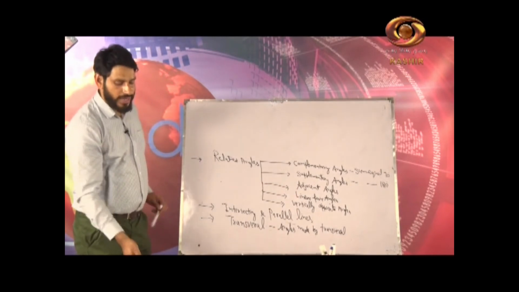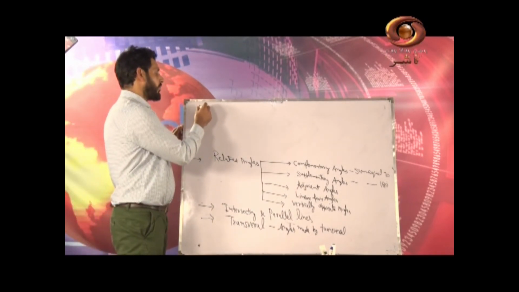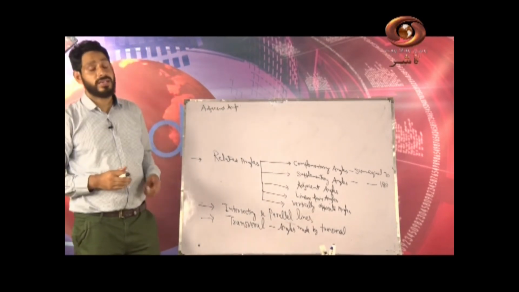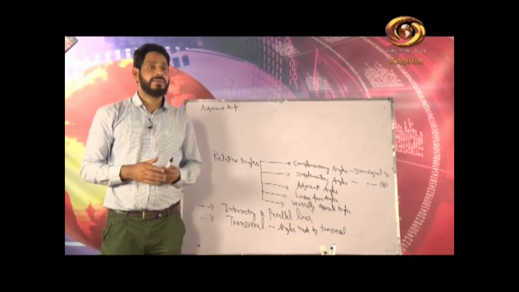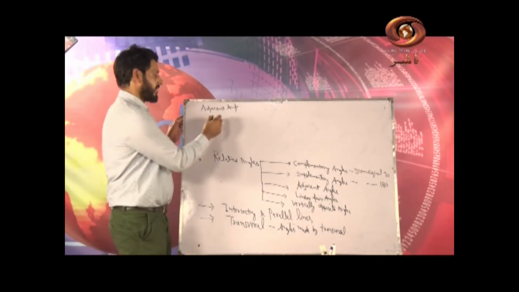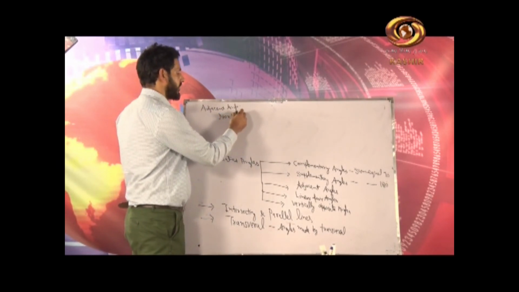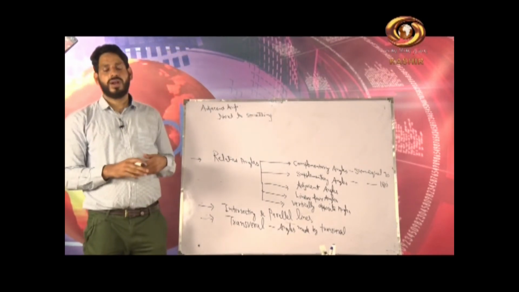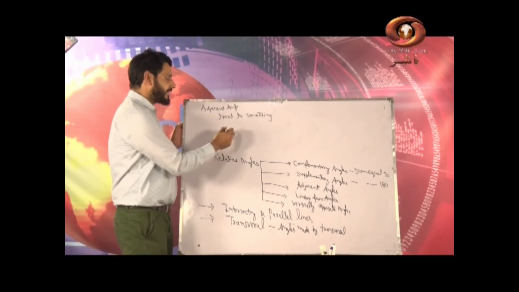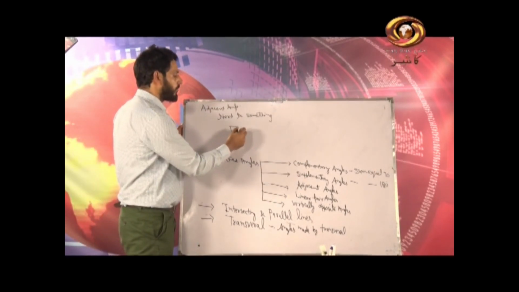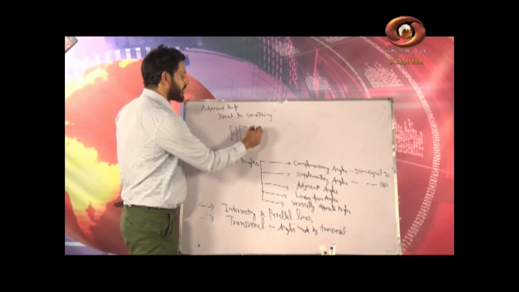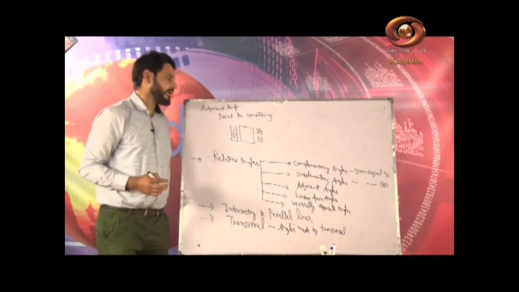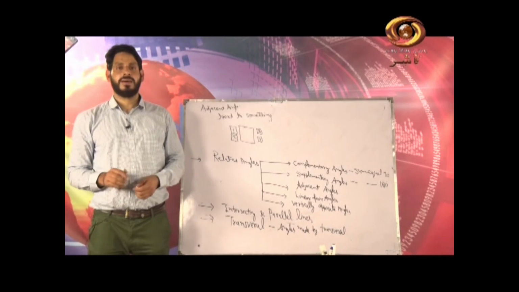Next in the category we have adjacent angles. Before going into what adjacent angles are, we need to understand what adjacent means. Adjacent means next to something, in simple words. To understand this, let me take an example. Suppose we have 4 students sitting across the table, roll number 1, roll number 2, roll number 3, roll number 4. Let us understand what adjacent means by this example.